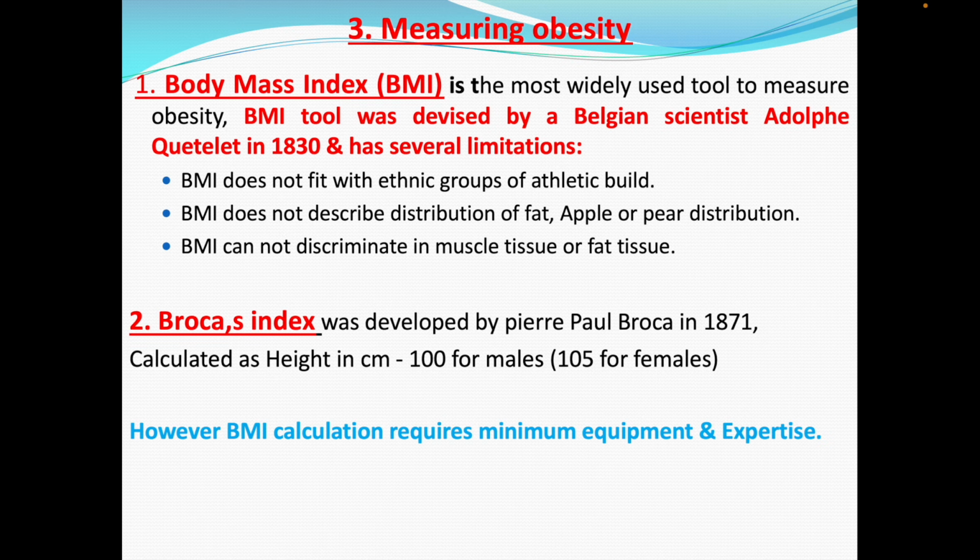The second tool, which is used even nowadays, is Broca's index. It was developed by a scientist, Pierre Paul Broca, in 1871. It can be calculated as height in centimeters minus 100. Like me, my height is 178, so if I minus 100, that means my ideal weight is 78 kg. In female, it is minus 105.